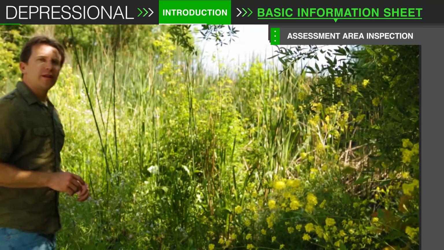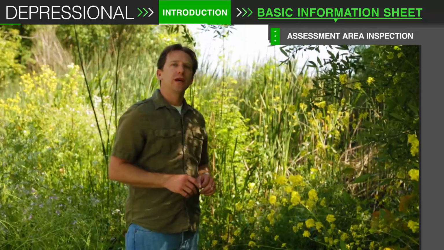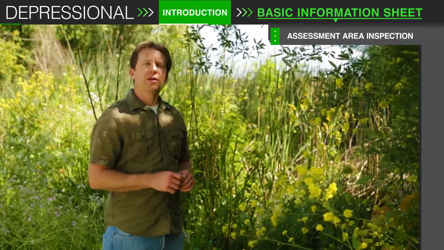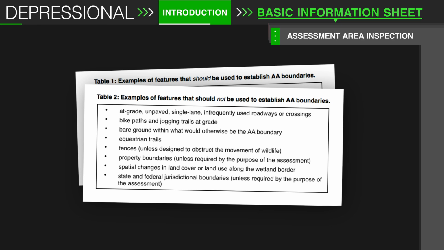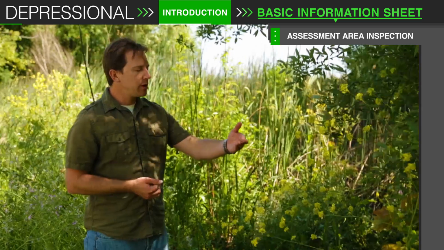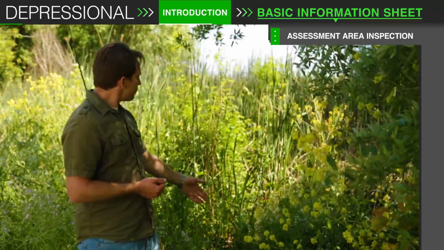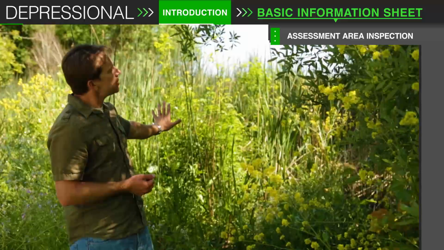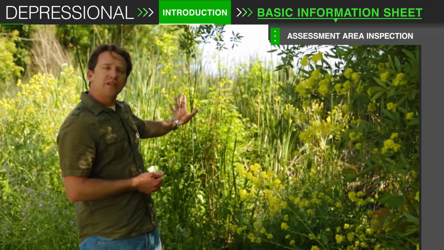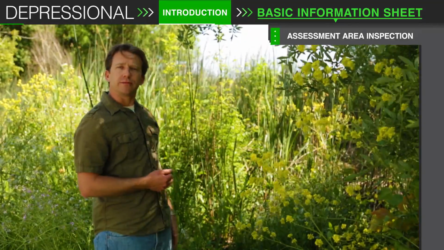Here I am at the north end of Tyson's Lagoon, looking to establish the edge of my assessment area. Table 1 in your field book lists features which should be used to establish this edge, while Table 2 lists features which should not. Here's an example of a transition in wetland type from riverine channel into depressional wetland. At the edge of the tules is where I would put the edge of my assessment area here.